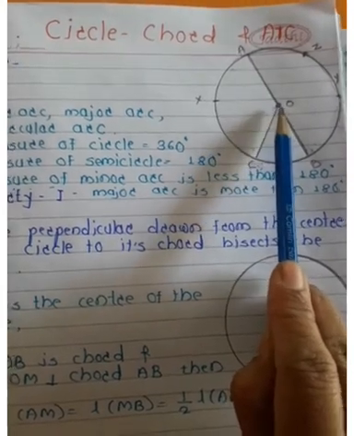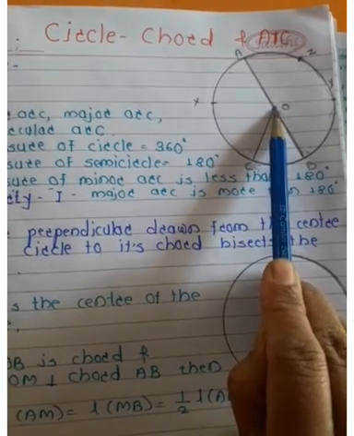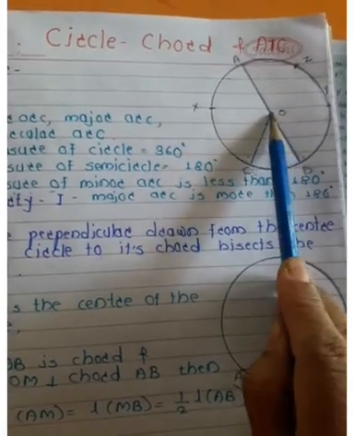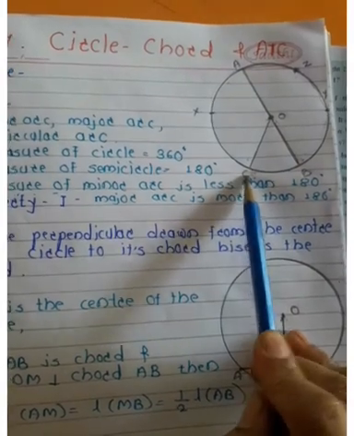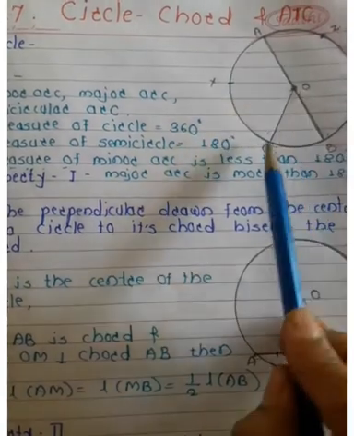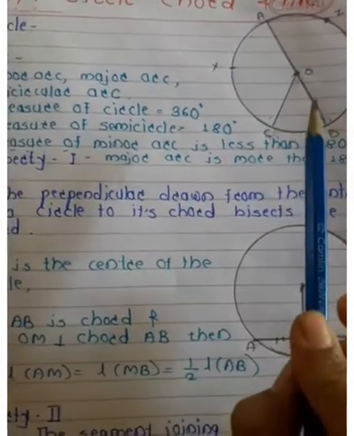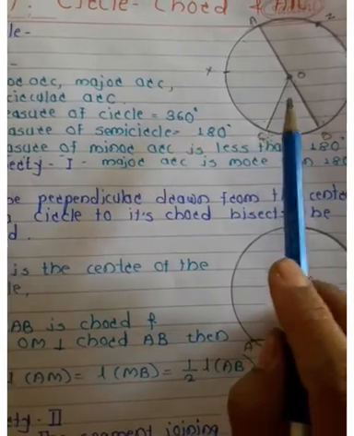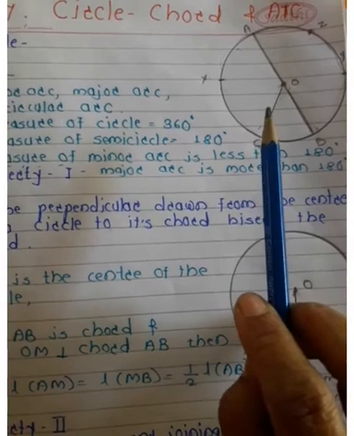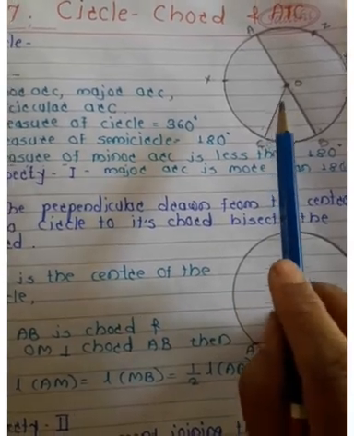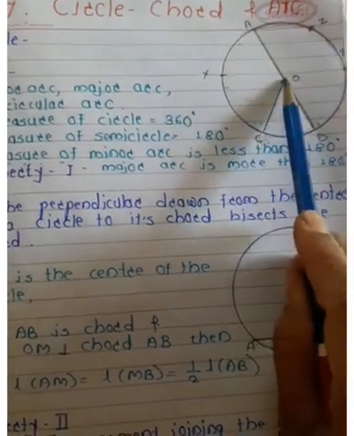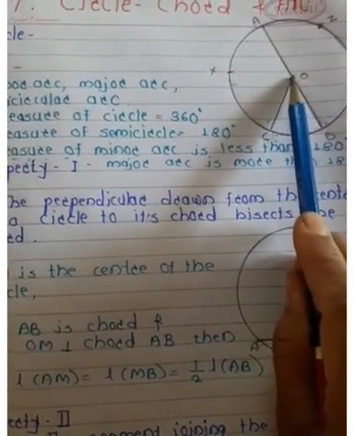Here O is the center of the circle, and the fixed distance from the center of the circle to the circle is called the radius of the circle. Here segment OC is the radius of the circle. The radius is also a segment joining the center and any point of the circle. That segment is called the radius R.